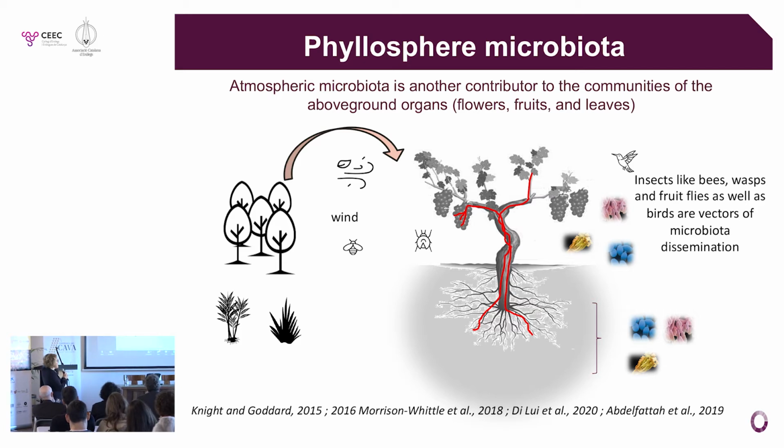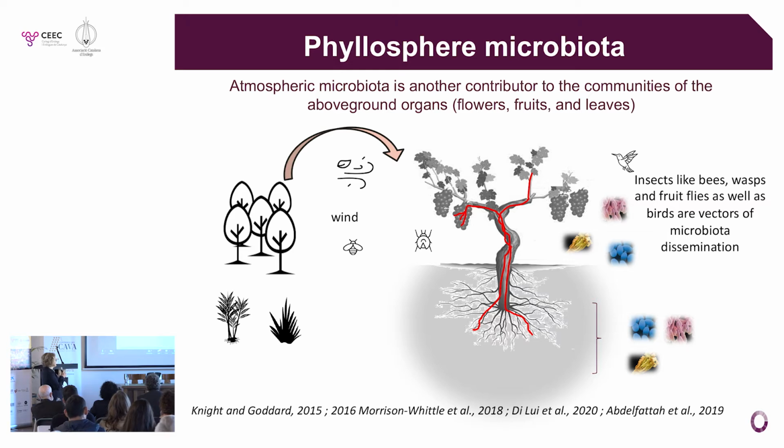So those vectors play an important role in the colonization of, for example, leaves and grapeberry surface at ripened stage. And insects are a link between the surrounding area close to vineyards, for example, forests and trees, and they could be vectors of microbiota from the surrounding area to vineyards.